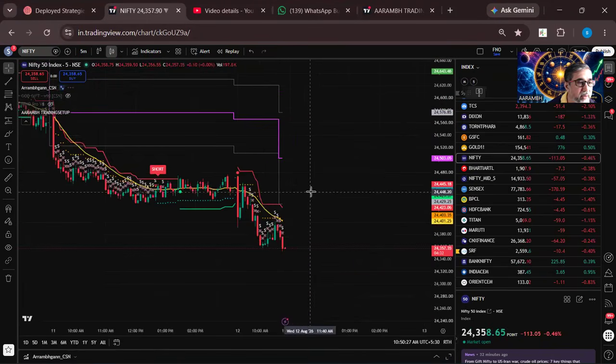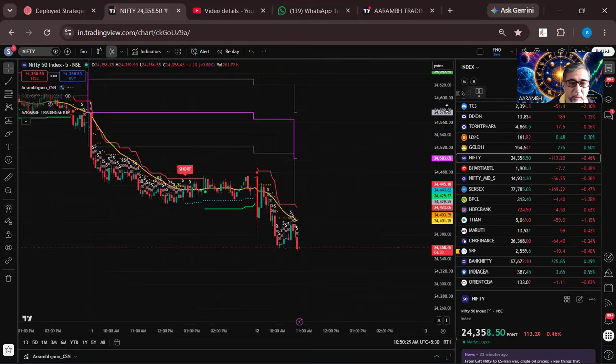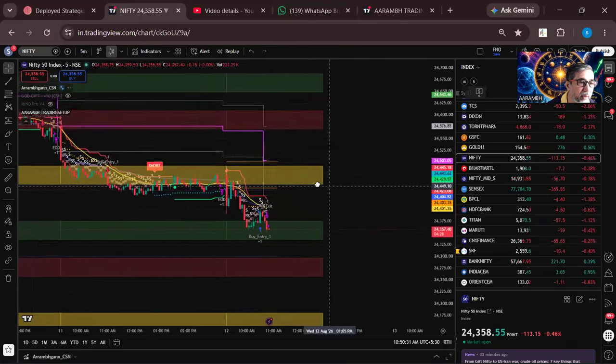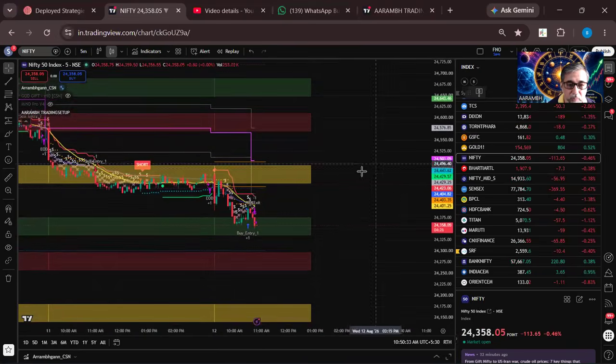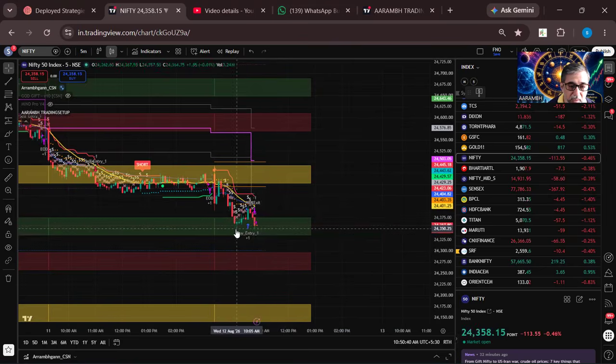If you mix this indicator with AARAMBH indicator, then you will get a better setup. You will be knowing where to trade, where not to trade. Now you are almost near to the buy zone of our Gann level. Here you will not take a short entry.